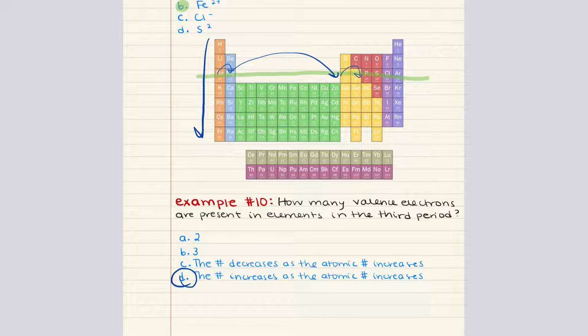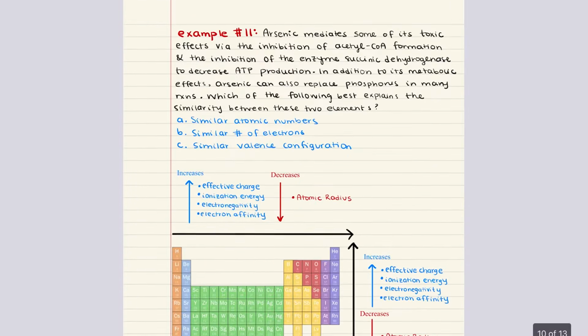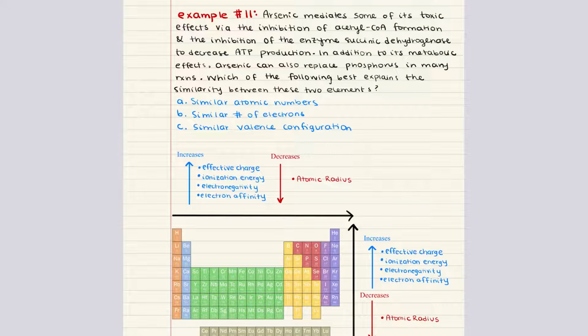If you happen to switch the definitions for periods and for groups, you might have accidentally chosen answer choice B. But if you remember the definitions, then this would be a really easy problem to get. So 10 is D. Let's move on to example 11.